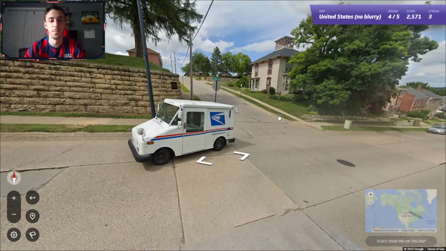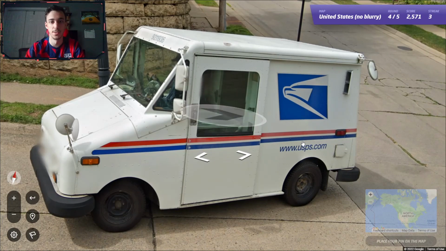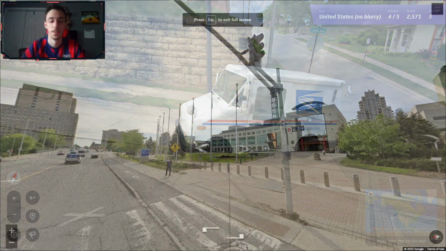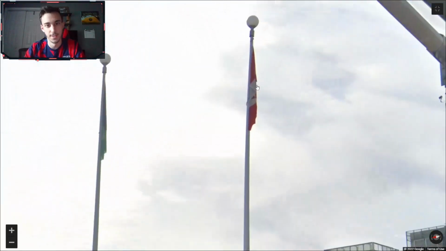Another good hint, for something that you may not see too often, is these USPS cars, so that stands for United States Postal Service. You'll only see these mail trucks in the United States. Like I said, you might not see them often, but if you do see them, you'll know for sure that you're in the U.S.